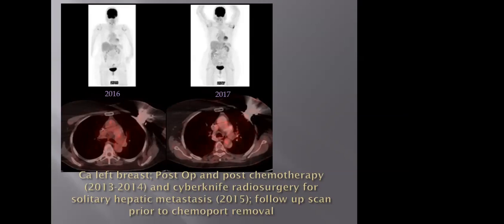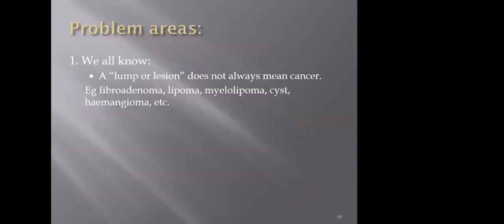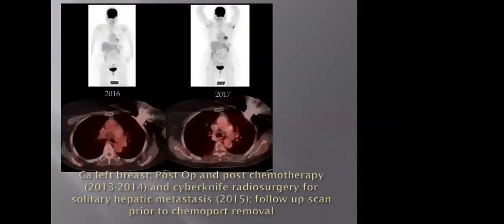In 2015, the patient was followed up in 16 and 17. The patient was perfectly normal. So it gives an overview of the whole body where you don't have to undergo any other evaluation, and the patient can be easily followed up with a good comparison with the previous scan. Next slide, please.